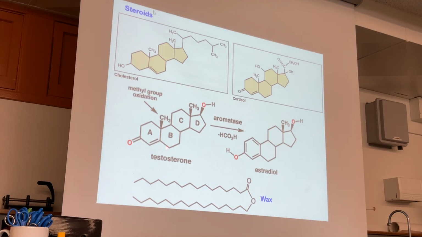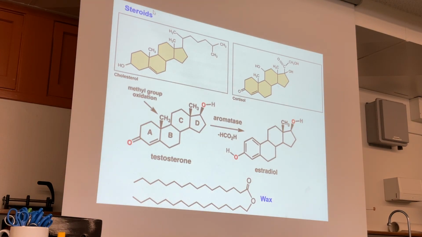But then there's also testosterone, which is very similar to estradiol. This is what guys have more of as a sex hormone. This is what girls have more of that makes us female. So females have more estrogen, guys have more testosterone. But notice there's an enzyme that just converts one to another. But these are all steroids.